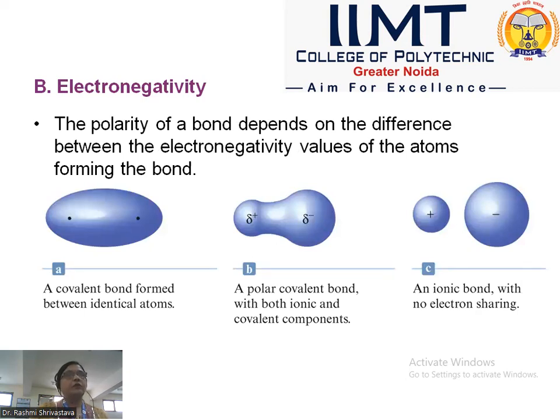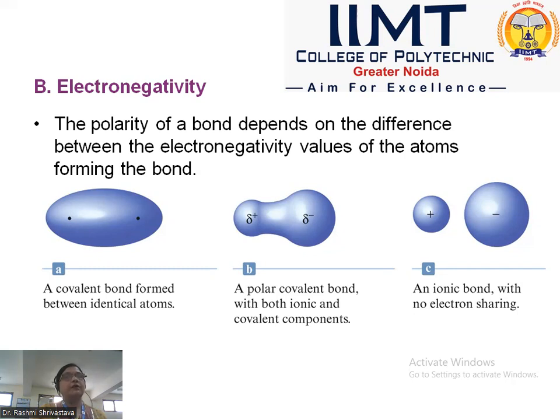A covalent bond formed between identical atoms. If the covalent bond is formed between identical atoms, just like H2, Cl2, N2, then the shared pair of electrons lies exactly between the two identical atoms, and thus the compound is non-polar in nature.